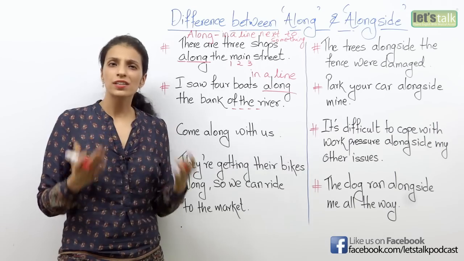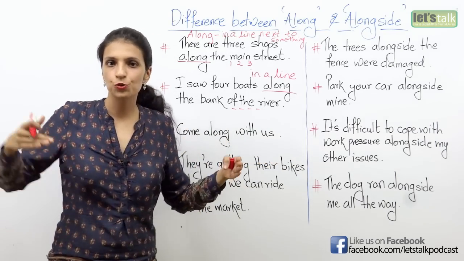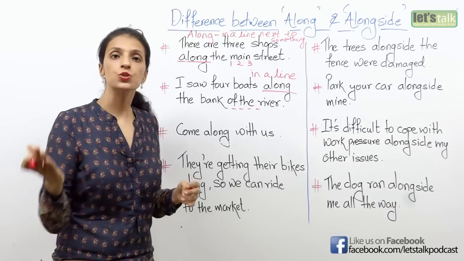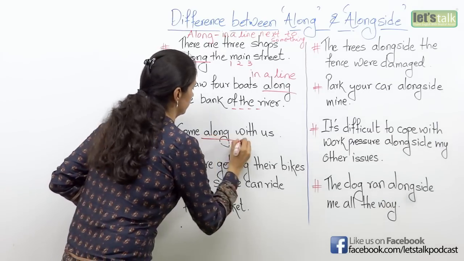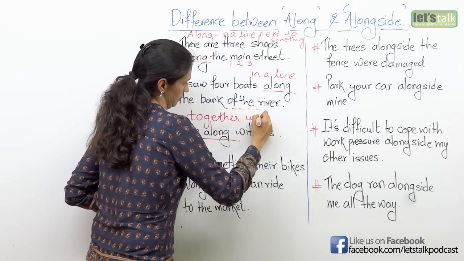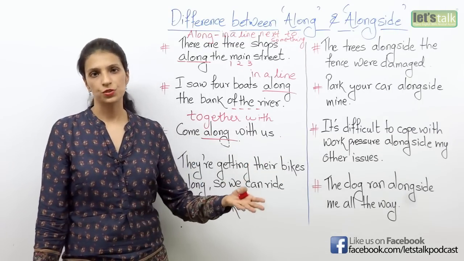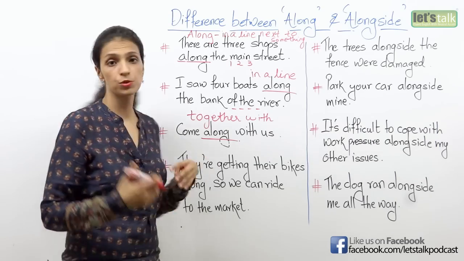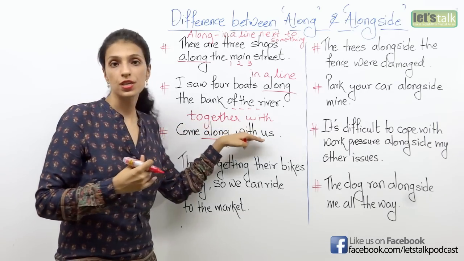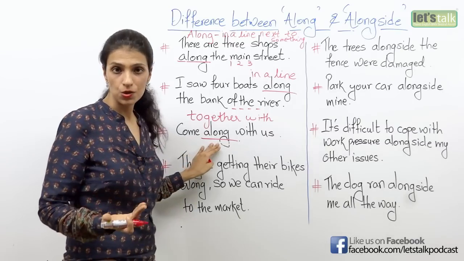Sometimes your friends tell you, why are you sitting home? Come along with us. Now when they tell you come along with us, it doesn't mean in a line, you don't follow them in a line, it means come together with us, okay? So here along means together with, that means join us, okay? Or sometimes you tell your mother when she's going to the grocery, I'll come along with you. We can have some good company. I'll be some good company to you. So that means you will go together with your mother, right? So this is another way of using along in a sentence.